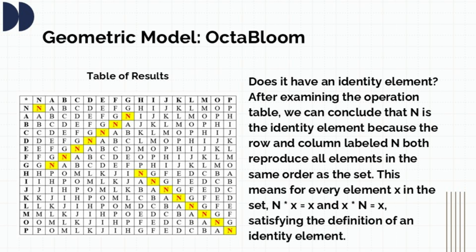After examining the operation table, we can conclude that n is the identity element because the row and column labeled n both reproduce all elements in the same order as the set. So this means for every element x in the set, n star x is equal to x and x star n is equal to x, which satisfies the definition of an identity element.